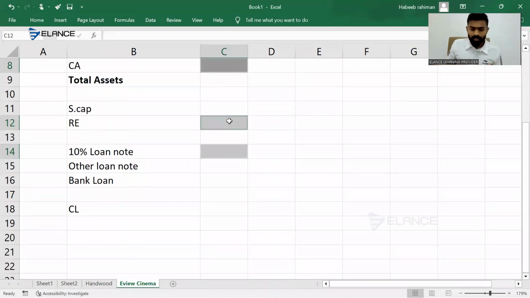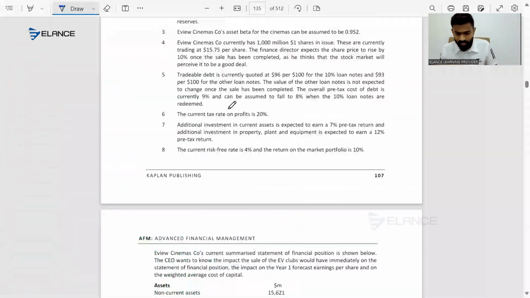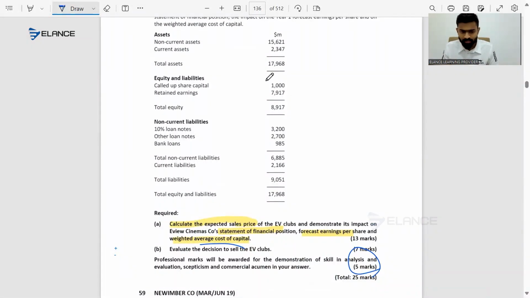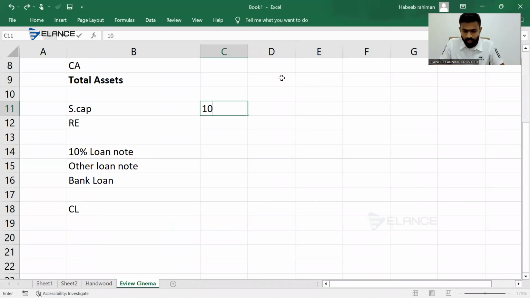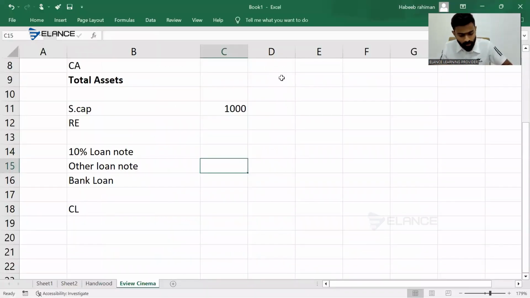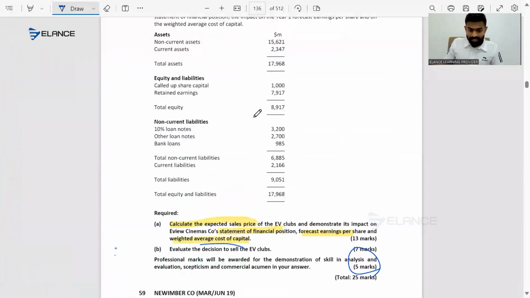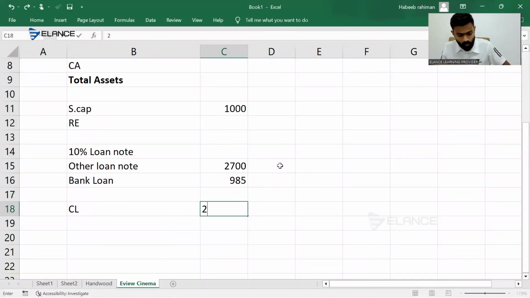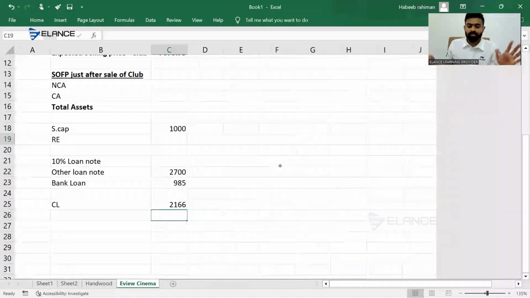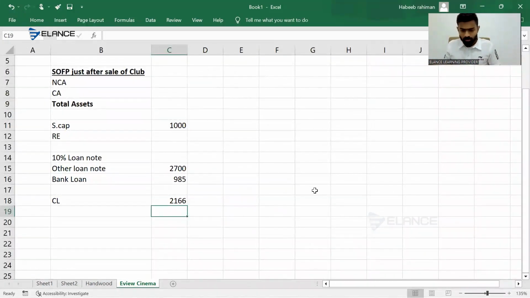So the others we can easily fill. Share capital: there is no issue, cancellation or repurchase of shares, so share capital will remain the same at 1000. Other loan note and bank loan remain the same at 2700 and 985. Then current liabilities is 2166. Hope you have done this similarly. Is it okay? Yes, sir.